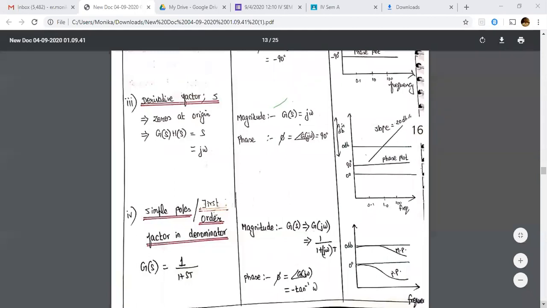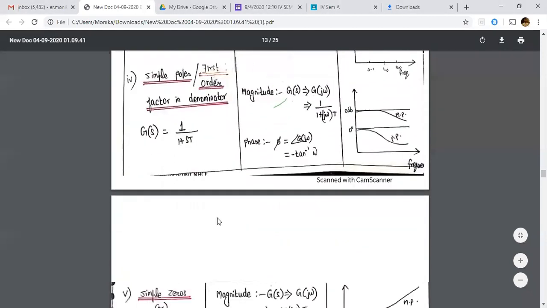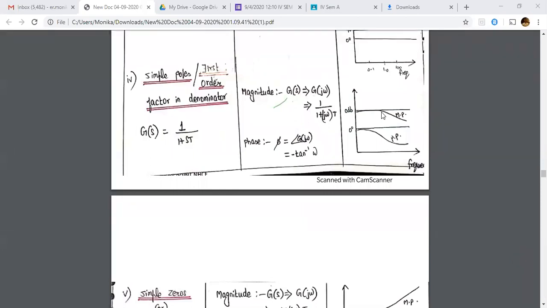Right. Now, when you have poles of first order in the denominator, like 1 upon 1 plus sT, in the morning we had studied that your magnitude is divided into two parts. In low frequency region it is 0 dB, and in high frequency region it goes to minus 20 dB per decade. The crossover frequency where the slope changes is known as your corner frequency. Your corner frequency is the frequency at which the slope changes from 0 dB to minus 20 dB.